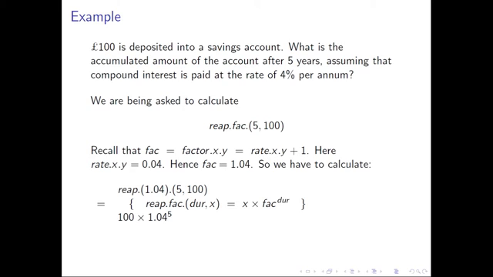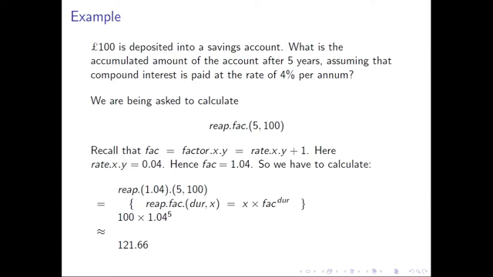Now, remembering the definition for reap: reap of FAC of duo X equals X times FAC to the duo. So in this case, X is 100, so it'll be 100 multiplied by FAC, which is 1.04, and duo is 5, so it's 100 multiplied by 1.04 to the power of 5, which is roughly 121.66. So after 5 years, assuming of course we don't take any money out, depositing £100 at the rate of 4% compound interest per year will give us £121.66.